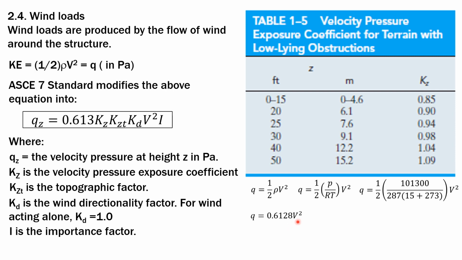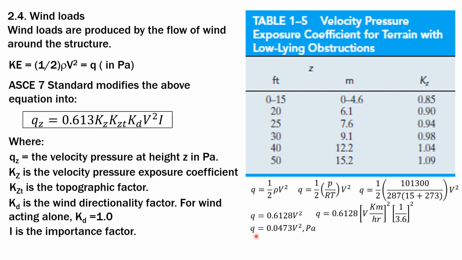Finally, because V is in kilometers per hour, let's convert that to meters per second so that this pressure would be in pascals. So 0.6128 times the quantity V kilometers per hour squared. Then we divide that by 3.6 squared also, meaning we multiply by 1,000 meters per kilometer, then 1 hour is 3,600 seconds. So 1,000 divided by 3,600 is 1 over 3.6. That's why we have here 1 over 3.6 quantity squared. Finally, the formula is 0.0473 V squared in pascals.